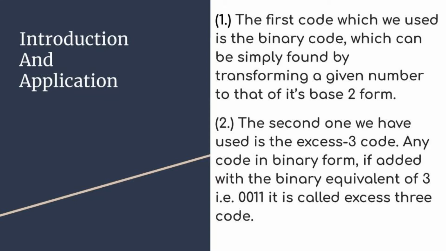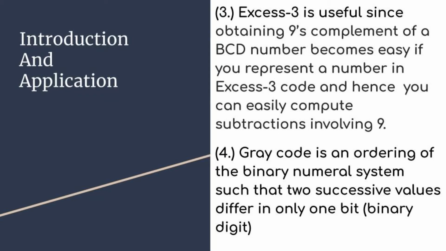The first code which we used is the binary code, which can be simply found by transforming a given number to its base 2 form. The second one which we have used is the XS3 code. Any code in binary form, if added with the binary equivalent of 3, that is 0011, is called XS3 code. XS3 is useful since obtaining the 9's complement of a BCD number becomes easy if you represent the number in XS3 code, and hence you can easily compute subtractions involving 9.